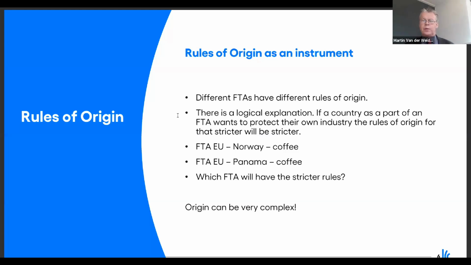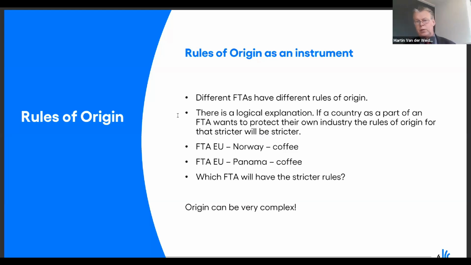Let's go back to the European Union and Mexico. We want to be friends with each other, and we say, okay, we want to check if the product is really of European origin or of Mexican origin. For that, we invented rules of origin. Okay, that's one set we're having in the free trade agreement between the European Union and Mexico.